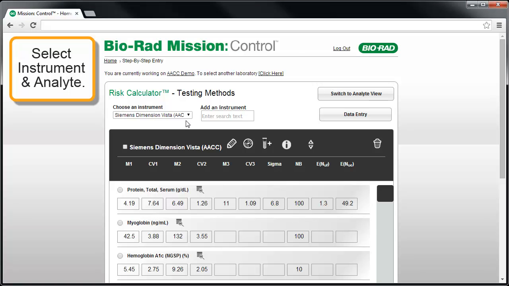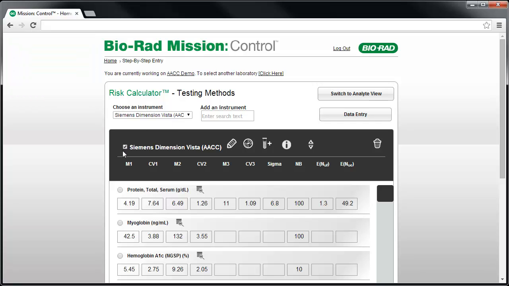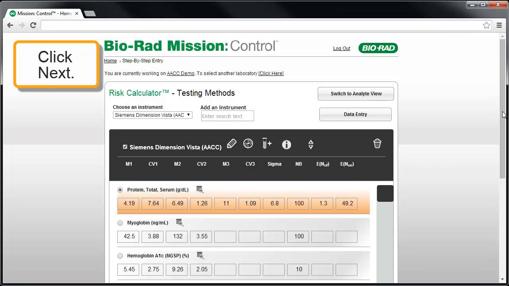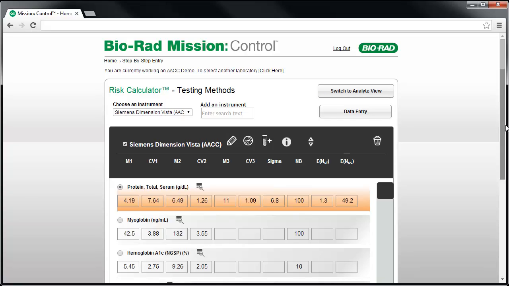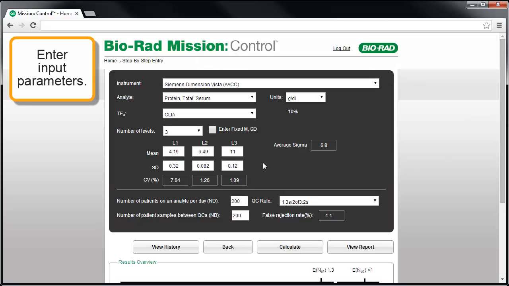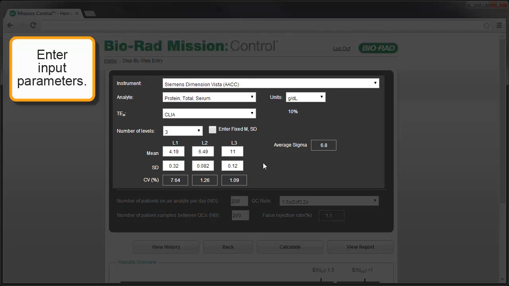From the Testing Methods page, select the instrument and analyte you want to work with. In this case, we will select the VISTA as our instrument and protein as our test. Click Next.